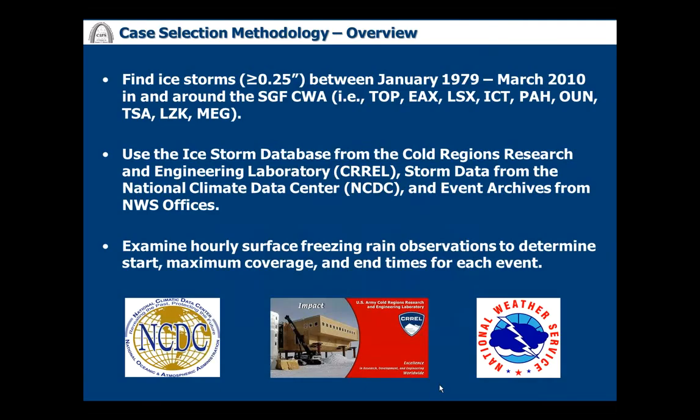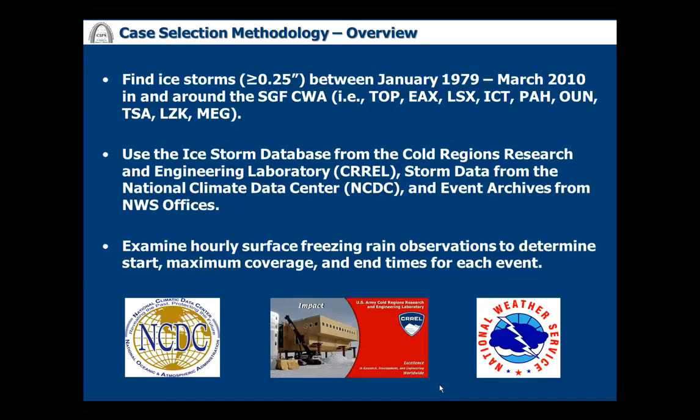Starting with how we found the cases, we dealt with the NARR data set, which goes from January 1979 to March 2010. We were looking for ice storms, so anything with accumulations of a quarter of an inch or greater, in and around the Springfield CWA and the surrounding CWAs. I have a map to show that.